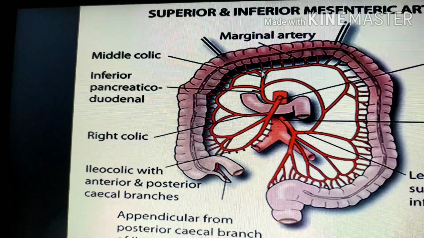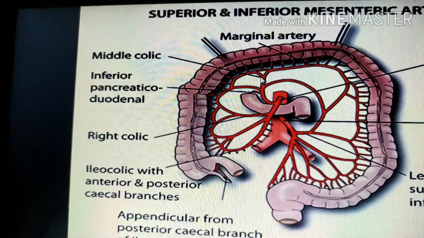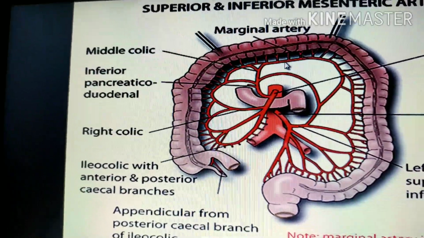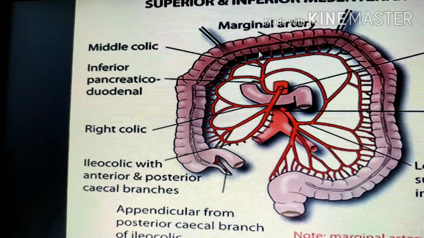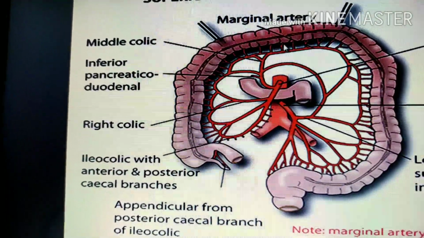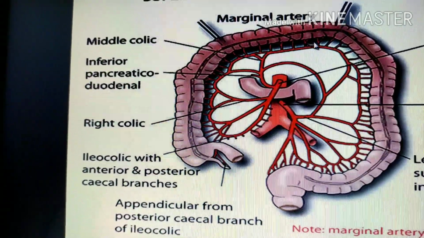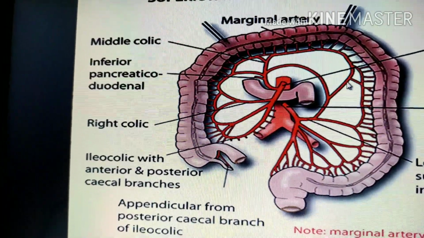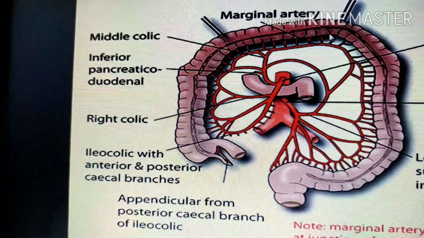Now coming to the second branch, the middle colic artery. This middle colic artery runs upward and reaches the transverse mesocolon. Here it divides into a right branch and a left branch. The left branch anastomoses with the left colic artery, while the right branch anastomoses with the ascending branch of the right colic artery. From this middle colic artery numerous smaller branches arise. These form the marginal artery of Drummond, along with the ascending branch of the left colic artery, which supplies the left one-third of the transverse colon.